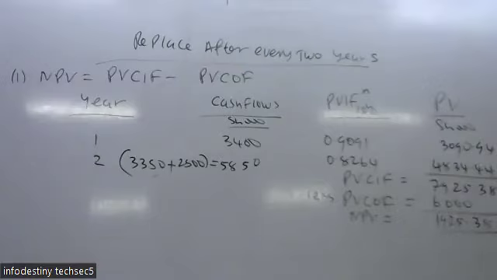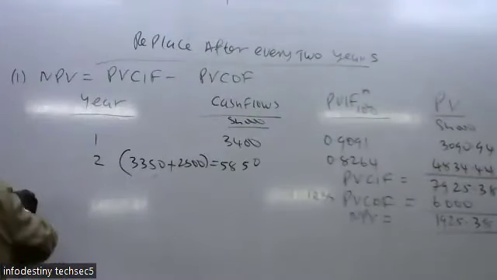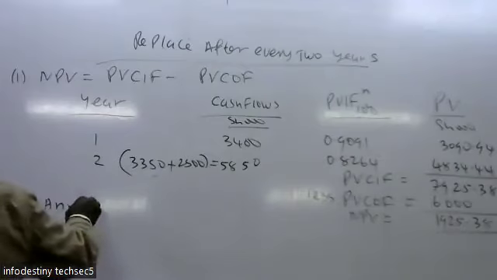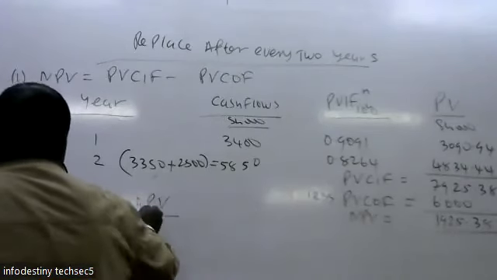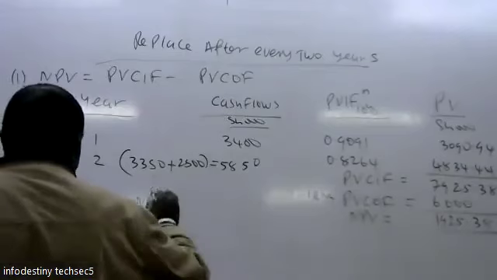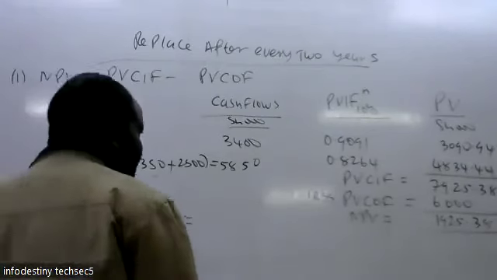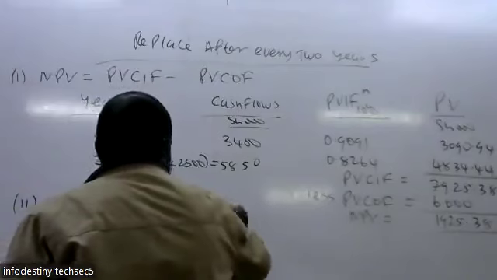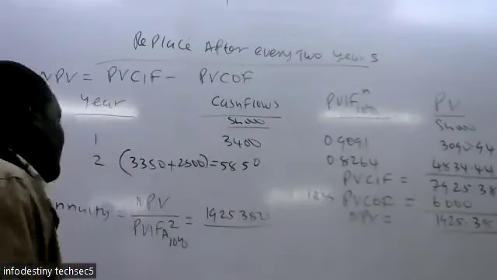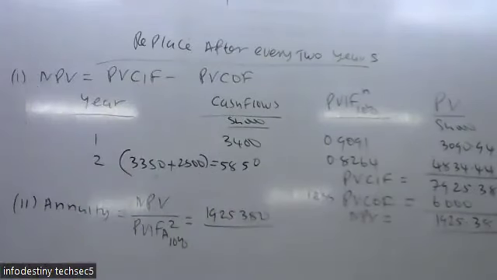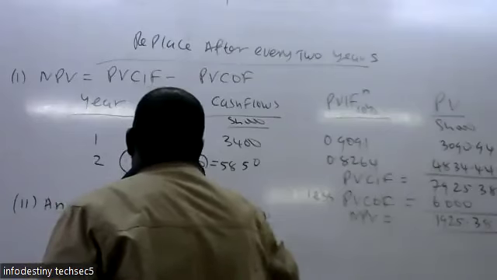Then we have step number two, where we get the annuity. So step two, we calculate the annuity. So remember, annuity will be NPV divided by the present value interest factor of the annuity, 10% for 2 years. So that NPV is 1,938 thousand. So in the second table, what should be 10% in year two? 1.7355.